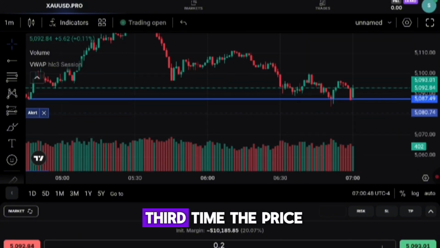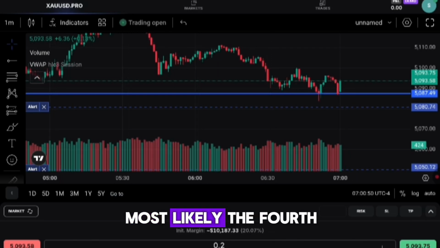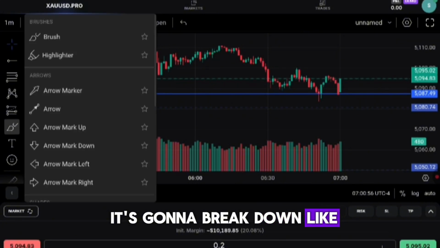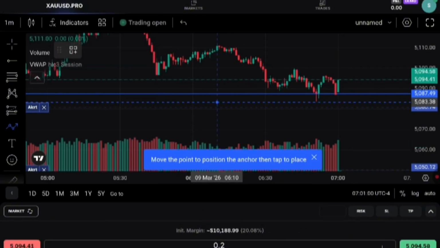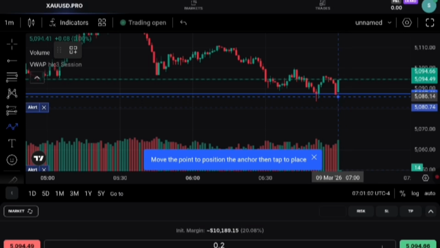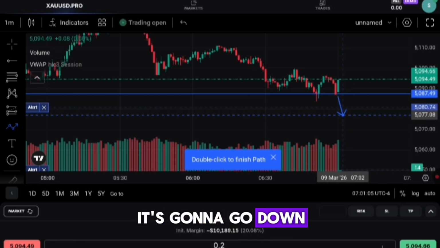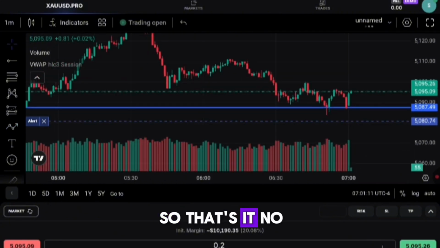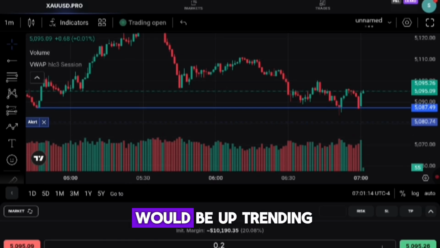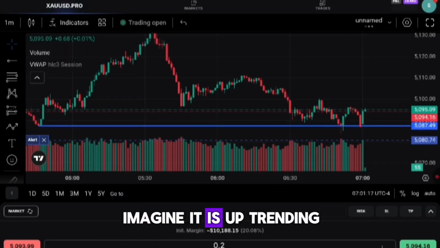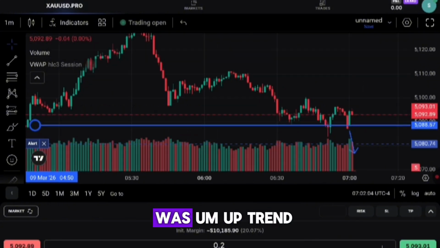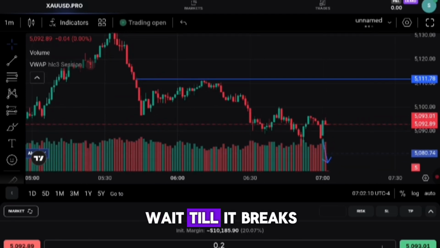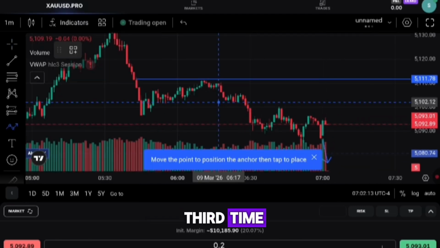So basically after the third time the price hits it, most likely the fourth or the third time, it's gonna break down like this. It's gonna go down. Okay, so that's it. No secret formula. If it would be uptrending, for example, imagine it is uptrending. So imagine if it was uptrend, we would bring the line over here, wait till it breaks a third time.